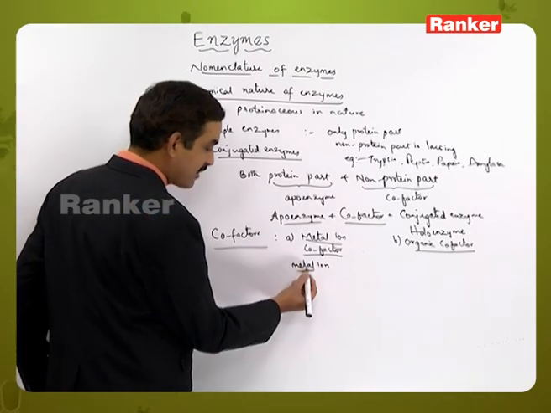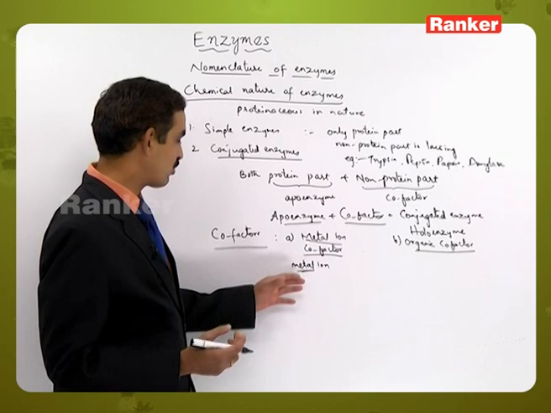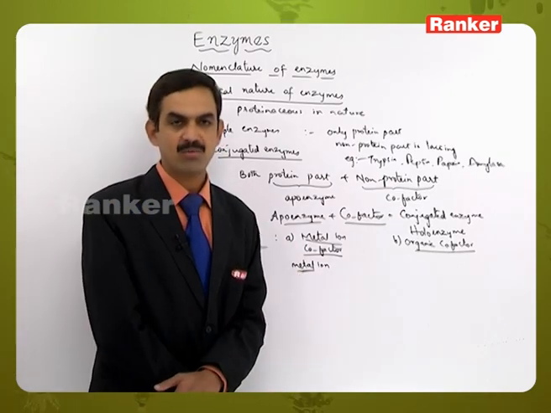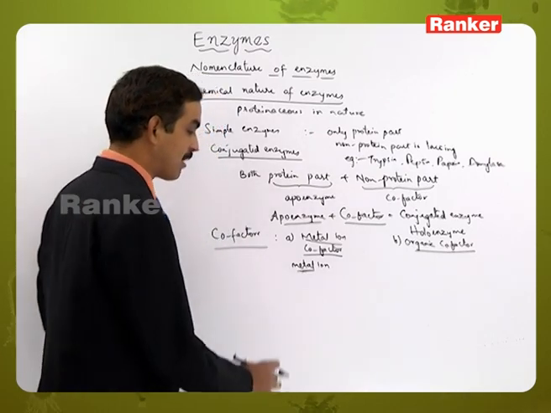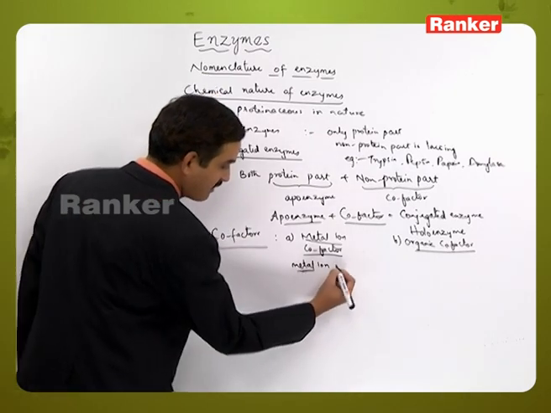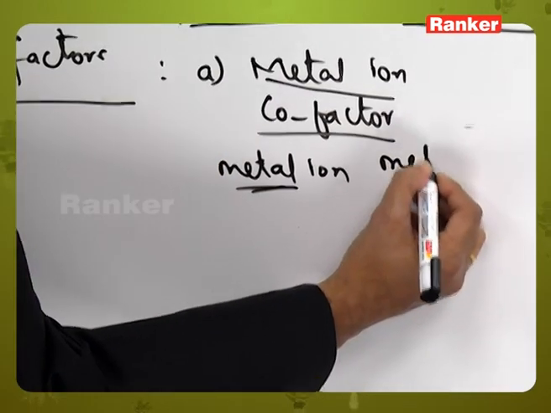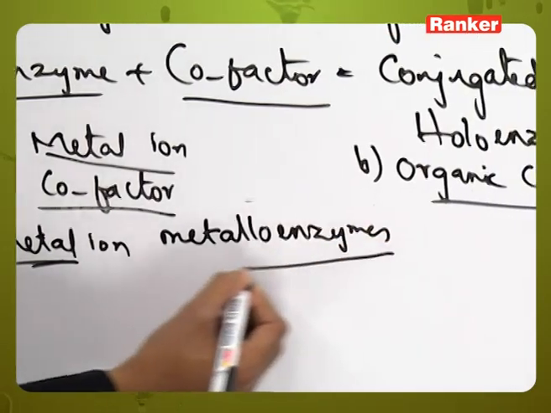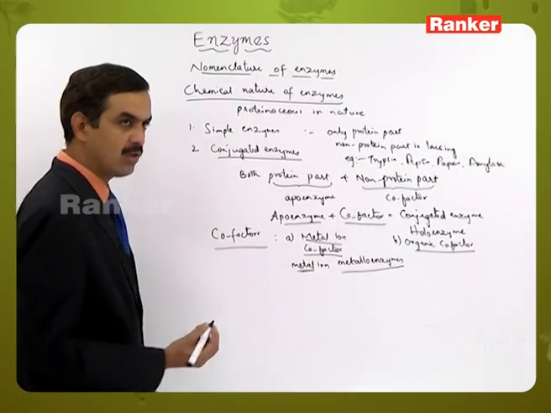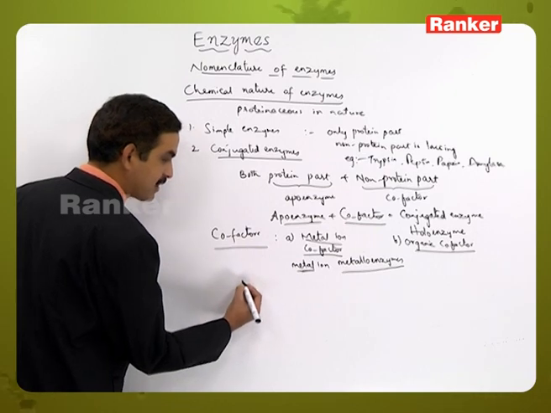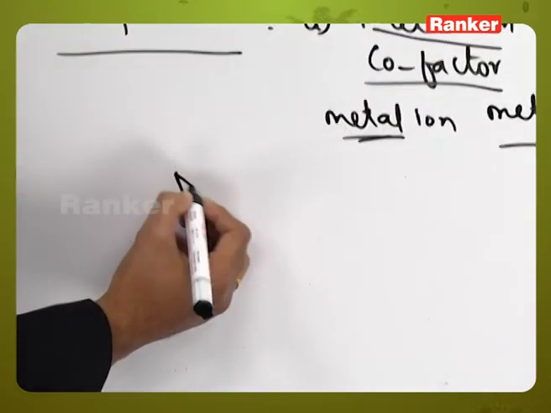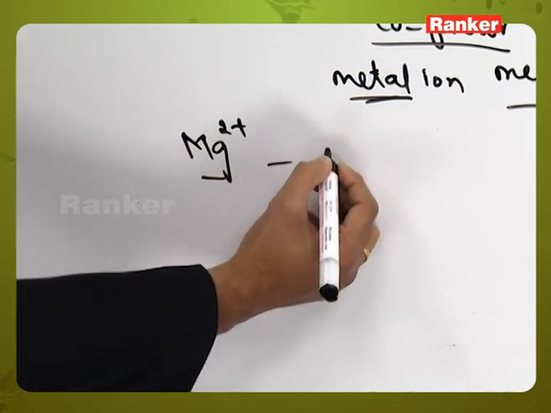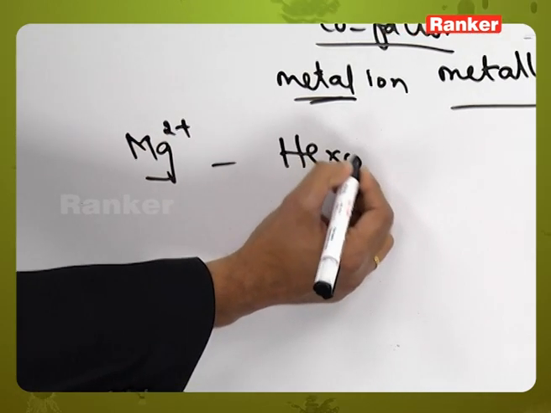and without the presence of this metal ion cofactor, the conjugated enzyme will not have catalytic ability. Otherwise we can call these metal ion cofactors metalloenzymes. The other name for the metal ion cofactors is metalloenzymes. Let us take some examples. Mg+2 is acting as a metal ion cofactor for the hexokinase enzyme.